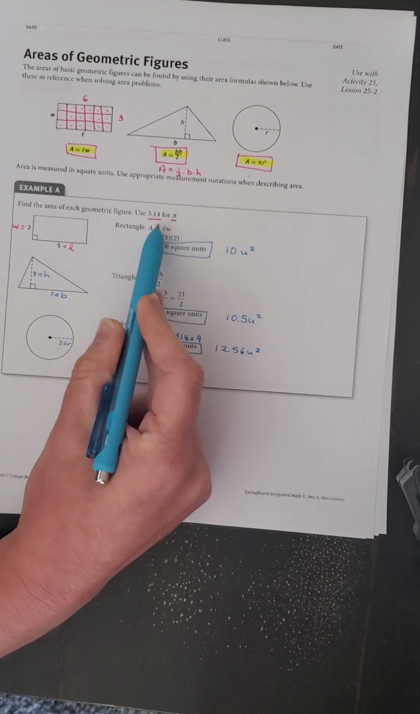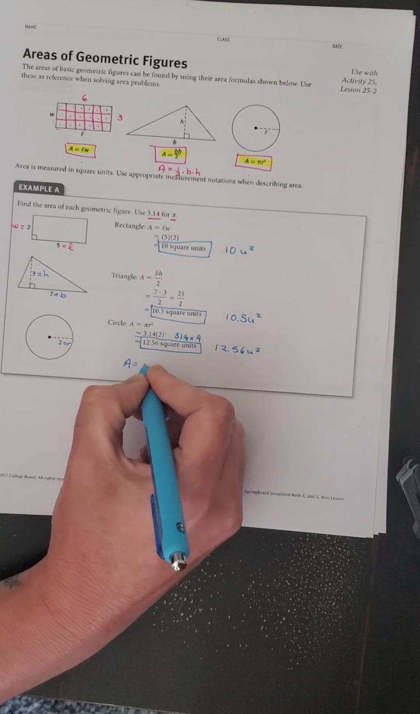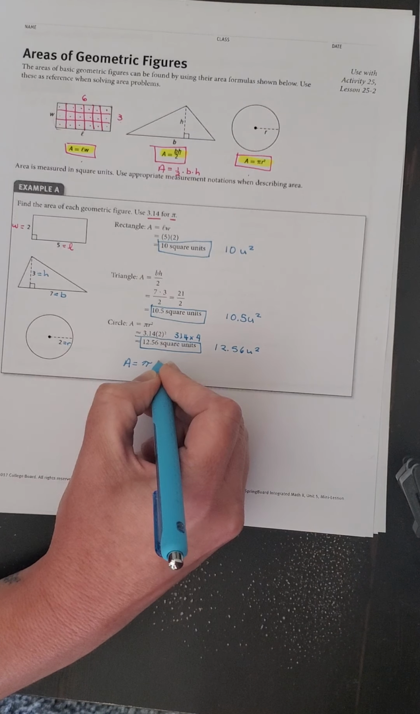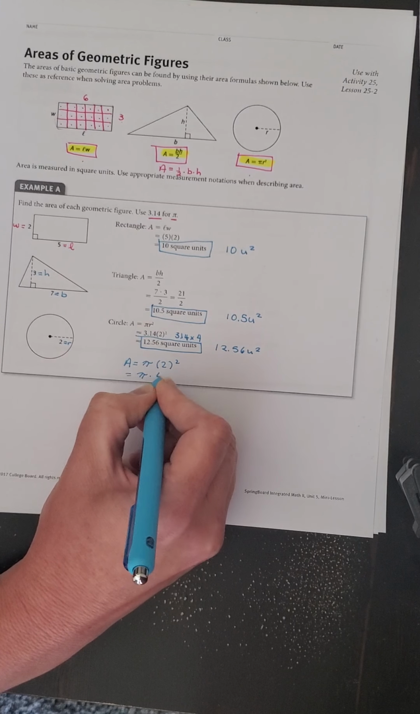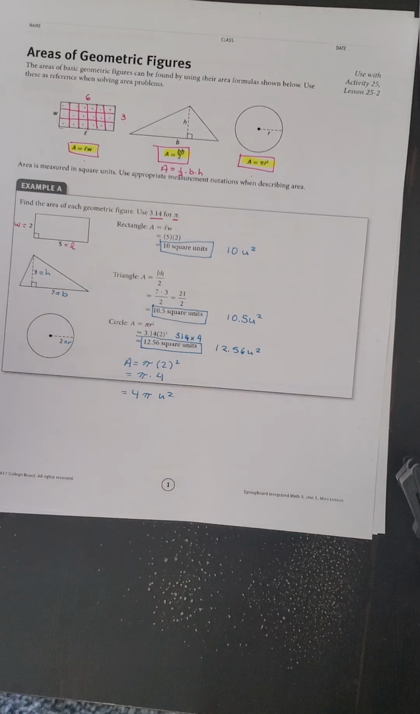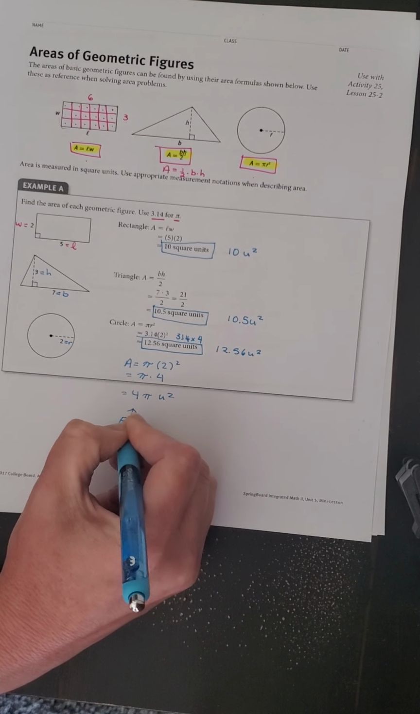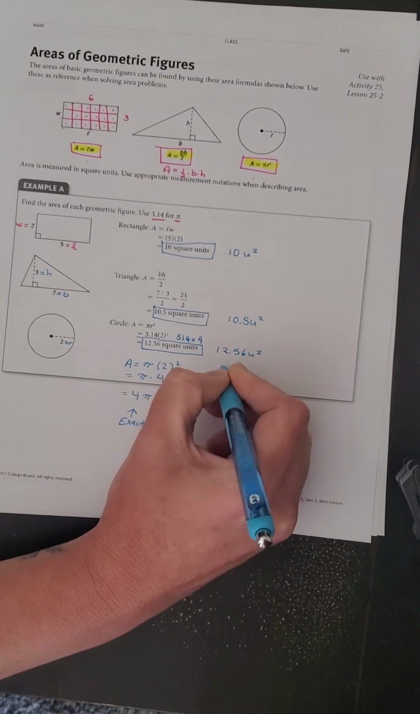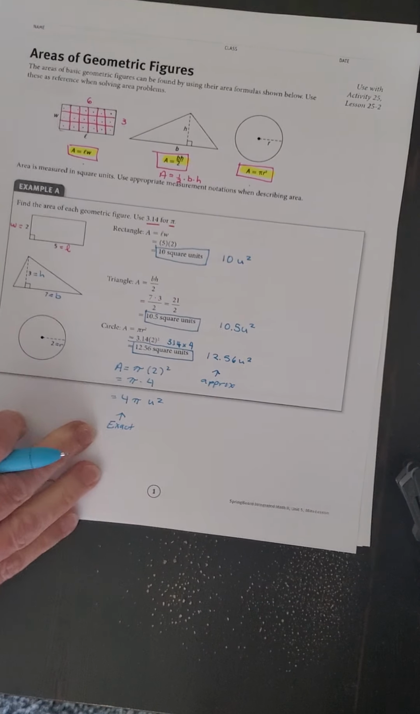More often though, they want you to leave pi in your answer. So if we were leaving pi in our answer, the area equals pi 2 squared, which would be pi times 4, or 4 pi units squared. So it depends on if they want you to approximate or give the exact. This would be exact. This would be approximate. Okay, moving on to the next page.